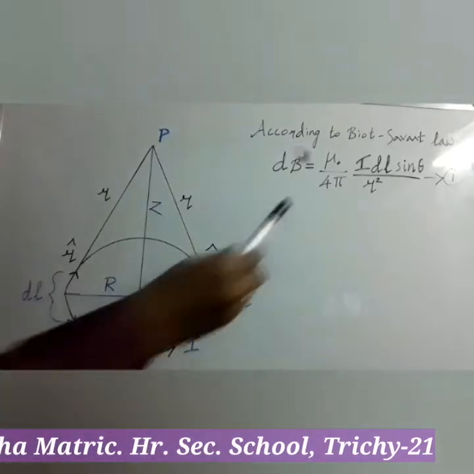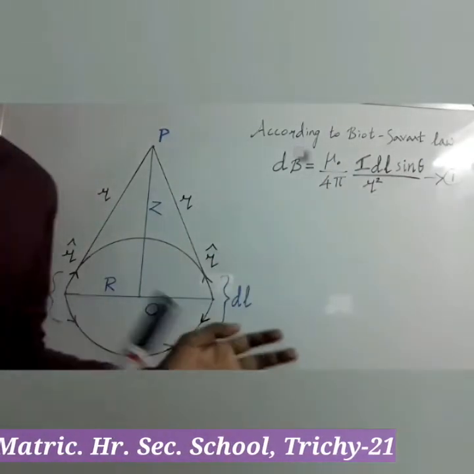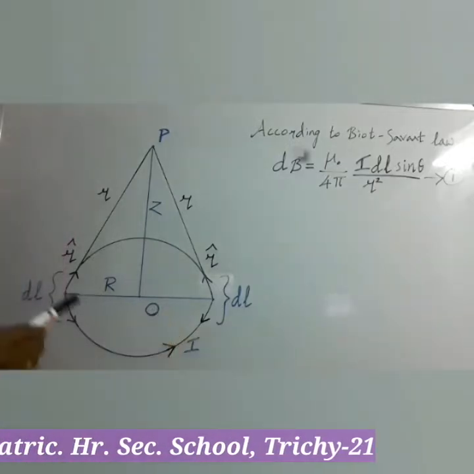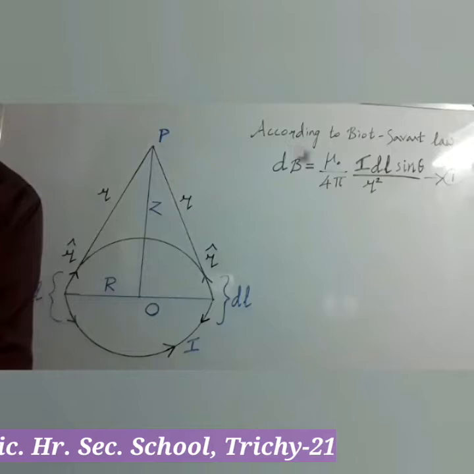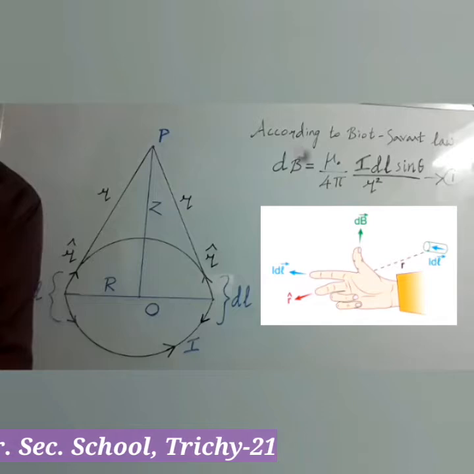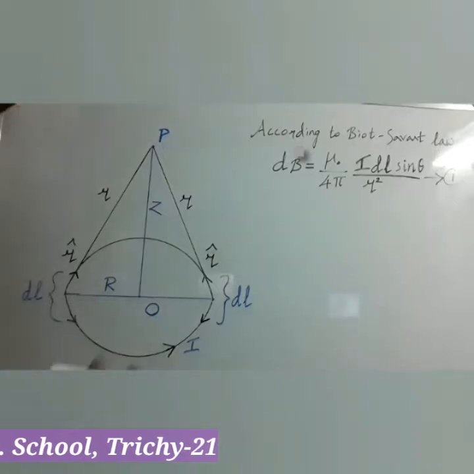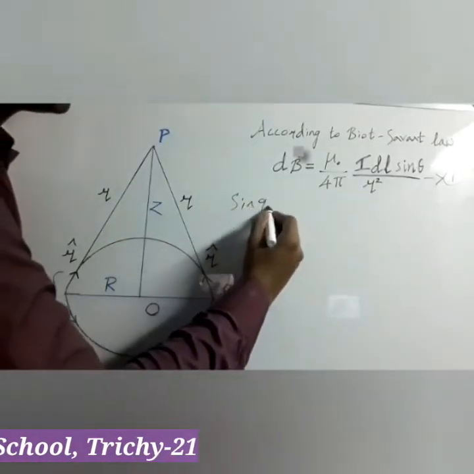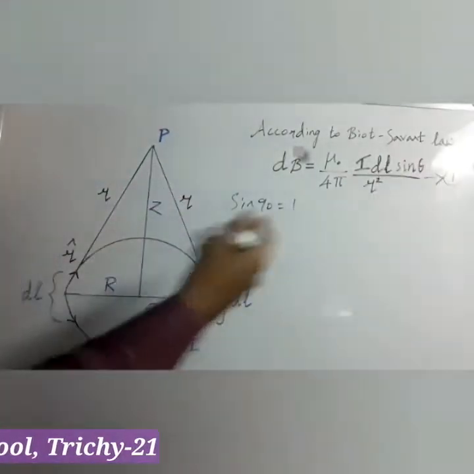Now we have to find the value of angle theta. In this case, what is the angle theta? The value of angle theta is 90 degrees. In the Biot-Savart law itself, we have learned that the angle between the R vector and the current element is always 90 degrees. Both are perpendicular to each other. So angle theta is 90 degrees, and sin 90 is equal to 1. So that can be substituted in the equation.